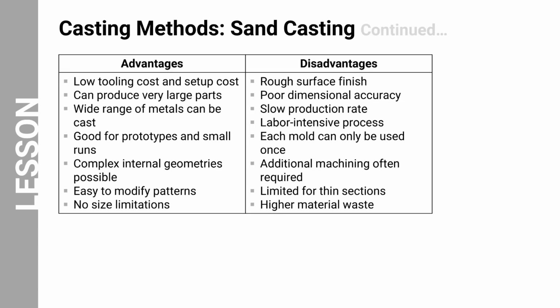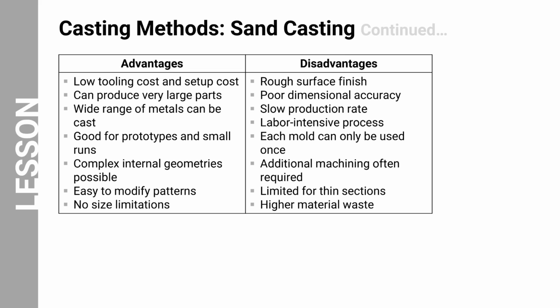Sand casting presents a range of advantages and disadvantages that make it suitable for specific manufacturing scenarios. On the positive side, it offers low tooling and setup costs while enabling the production of very large parts using a wide range of metals. The process is particularly advantageous for prototypes and small production runs, allowing for complex internal geometries and easy pattern modifications with no size limitations. However, these benefits are counterbalanced by several drawbacks.